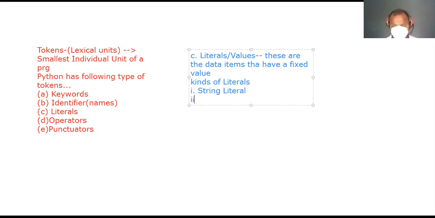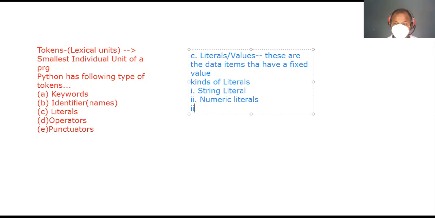String means a group of characters. Anything enclosed in single quote or double quote is treated as a string in Python. Second one is numeric. Numeric represents numbers. It may be an integer number, a float number like 4.5 having a decimal value, a real number, and complex numbers also. So those are numeric literals.